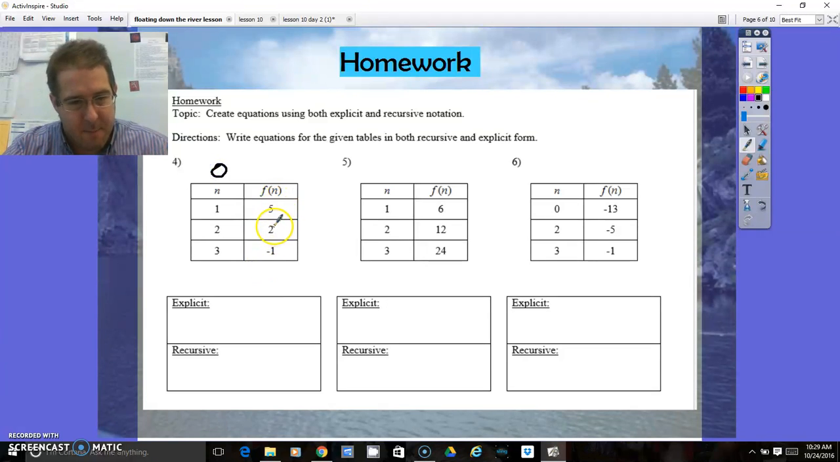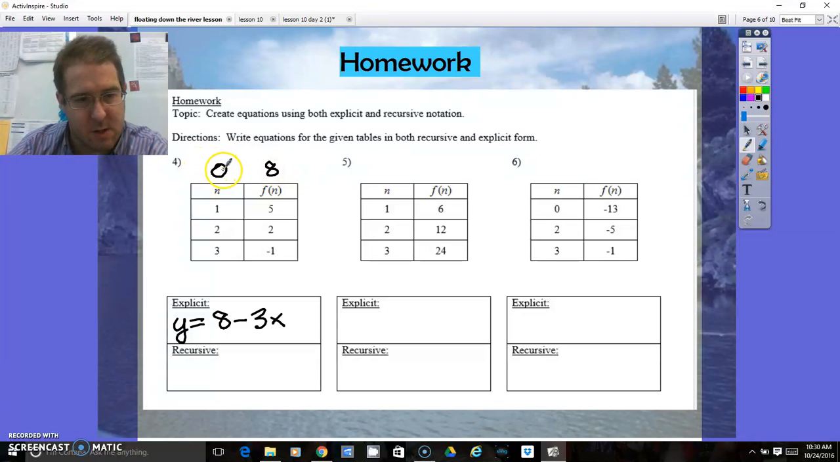So in this case, what is the zeroth term? Well, it looks like it's decreasing by 3. So if it goes backwards, this would have to be 8. So we know it started at 8, so we could say y equals 8 minus 3 per term. It started at 8, that was the starting point, and it decreased 3 per term.